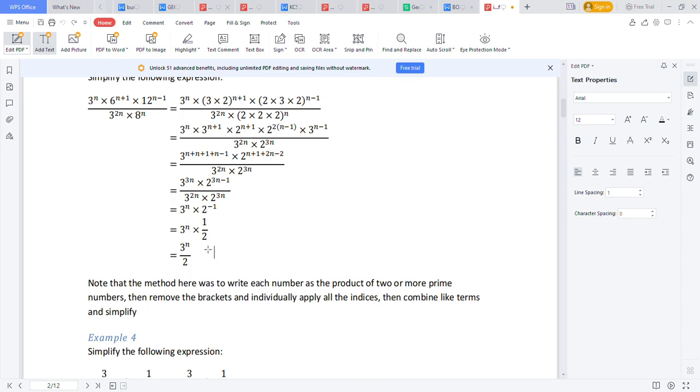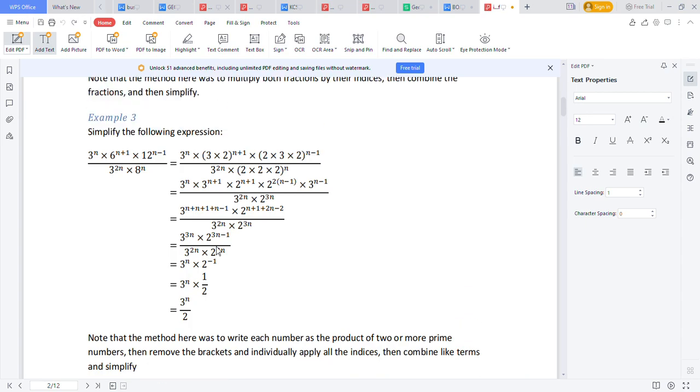I think you have understood how to do this example 3.